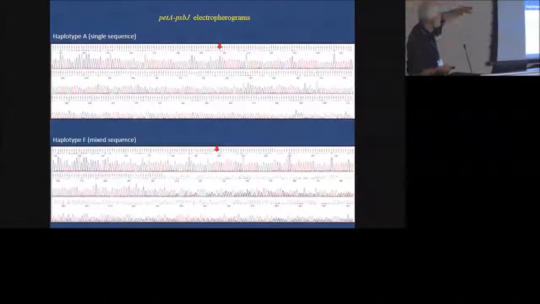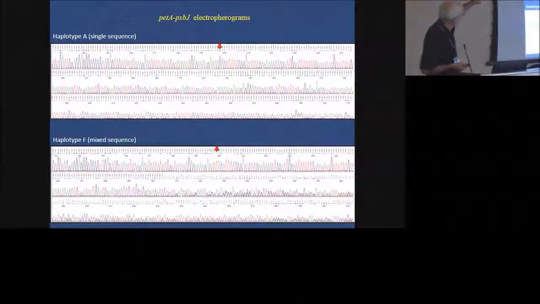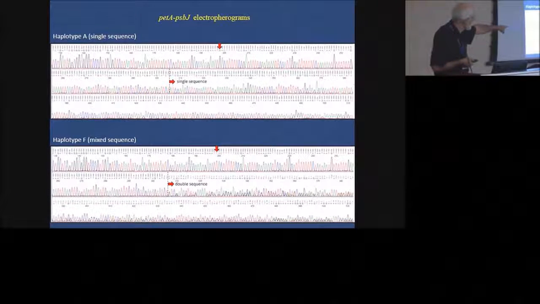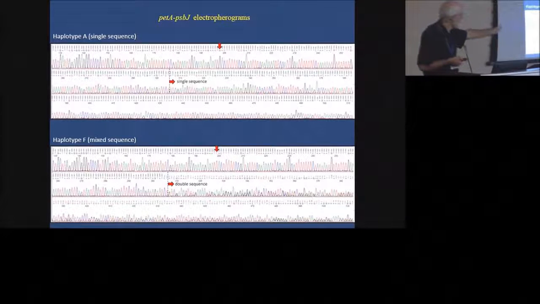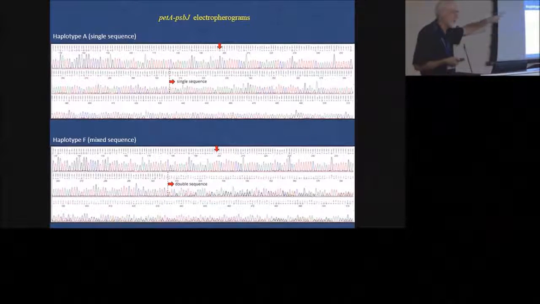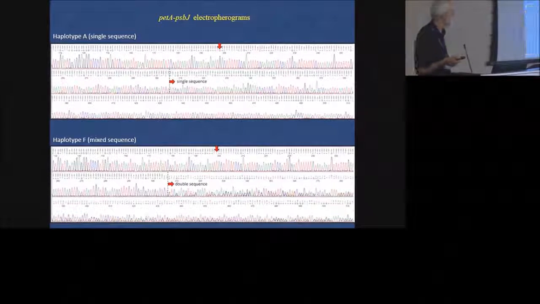It doesn't show it very well, but haplotype A is a single sequence. Haplotype F is a mixed sequence. There's a base substitution pointed out there. But about halfway through the sequence, for the mixed sequence, there's a point where the sequence is wonderful, and then you get to a point where you start getting the double sequence. If you stare at that long enough, you'll realize that's because in one PCR product there was a 9 base pair insertion, but it wasn't there in the other, and that caused everything to be offset.